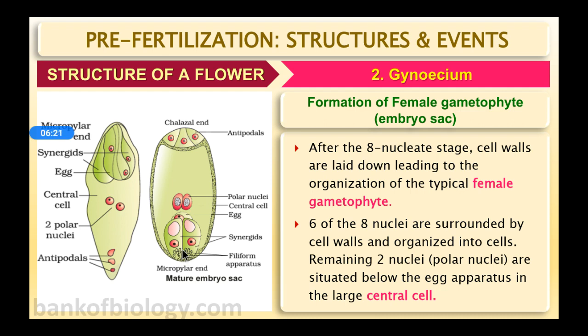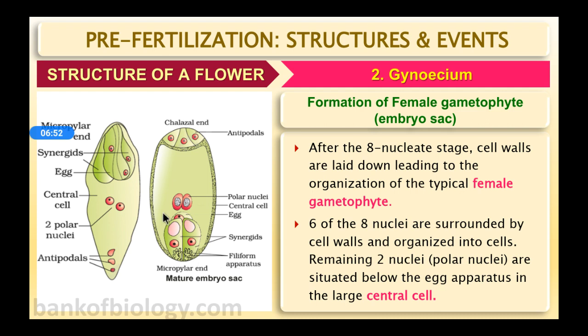So this is the thickening near the micropylar end where the pollen tube should enter. The pollen grains will be entering via the pollen tube. Here, the thickening near the micropylar end is where the pollen tube enters into the synergids. This thickening region is known as the filiform apparatus.